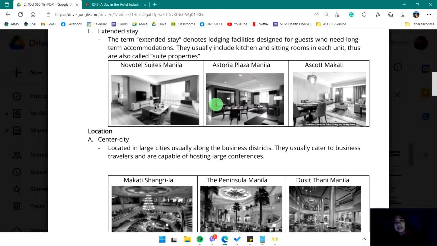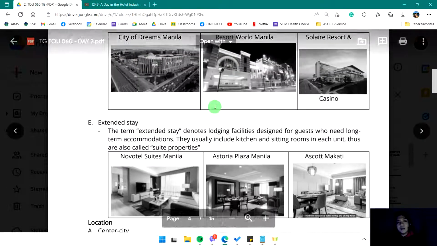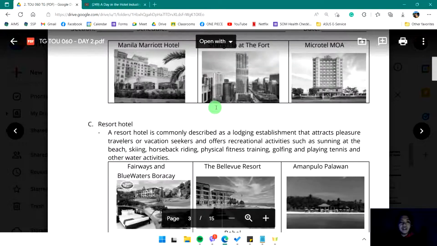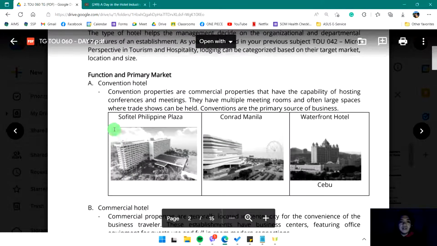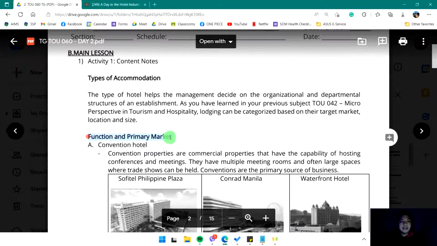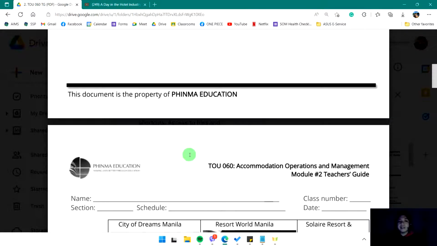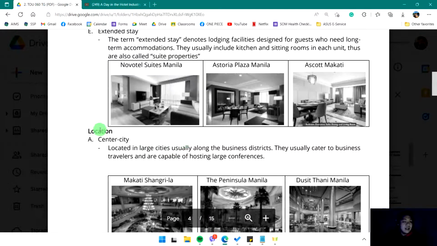So, the next category that we'll be talking about is location. Pag-uusapan natin ngayon or ika-categorize natin yung mga hotels based sa kanilang location. Tandaan, ang una natin ginawa is based sa kanilang mga functions, function and primary market. Next, we'll talk about categorizing the hotels based on their location.